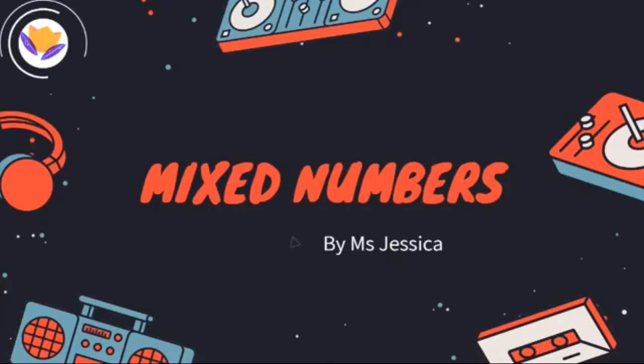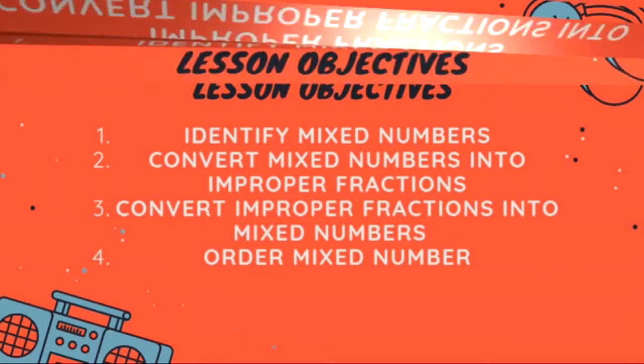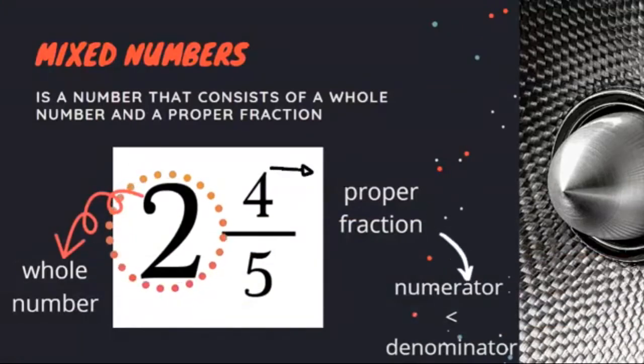We are going to learn about mixed numbers. We have 4 goals that we need to achieve today. First, identify mixed numbers. Second, convert mixed numbers into improper fractions. Third, convert improper fractions into mixed numbers. 4. Order mixed numbers.